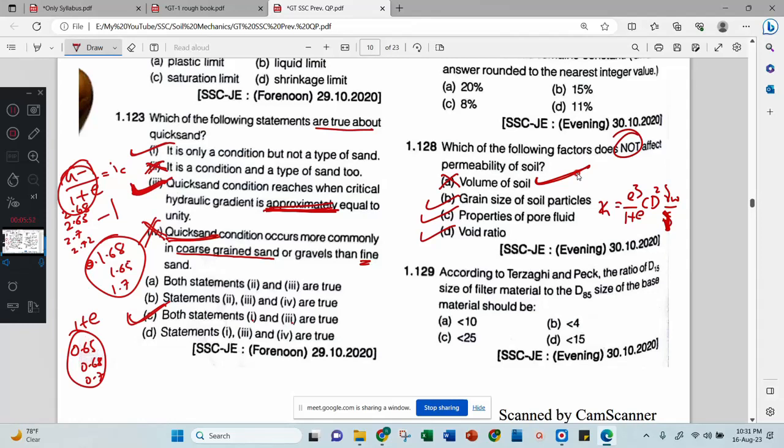According to Terzaghi and Peck, the ratio of D15 size of a filter material to D85 size of the base material, this comes in pavement design. They have included it here. You can take answer B.